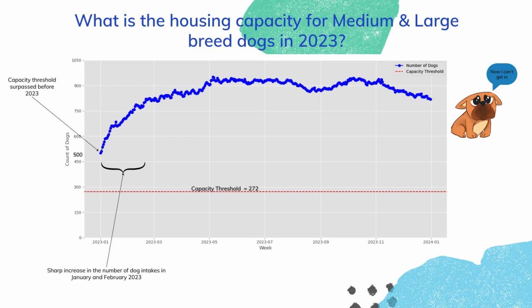So the earlier surge that surpassed the capacity threshold may indicate a seasonal increase in intakes, which could include a higher number of strays or owner surrenders after the winter season, thereby resulting in that sharp increase at the beginning of the year. The stabilization suggests that while intakes might have decreased or leveled off, they were still sufficient to keep the shelter at or above capacity for dogs. So, sadly, there are a lot of dogs that are not getting into the shelter.